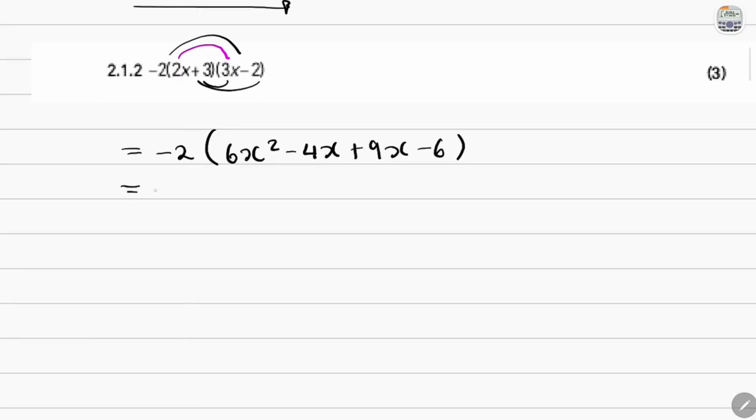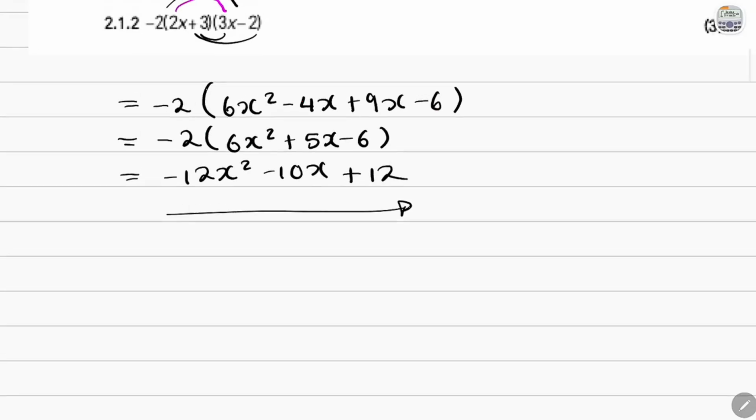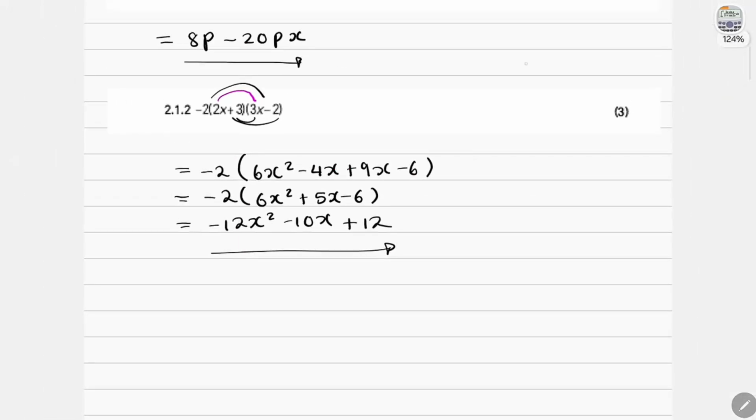And then we can distribute here. Okay, but just simplify this to make it simple for yourself. And this is negative 2, we have 6x squared. And if you say positive 9 minus 4, we get positive 5x and minus 6. And finally, distribute the negative 2 in. So it multiplies to become negative 12x squared, and then negative 10x, and finally positive 12, and that is our answer. Moving on to the next question.